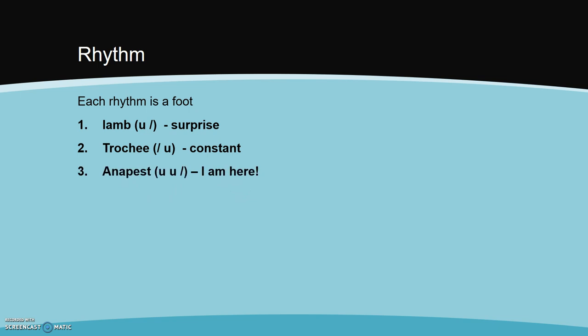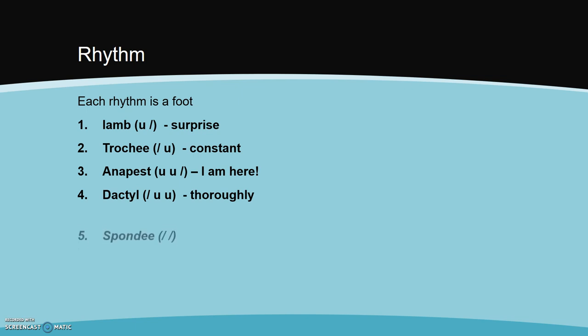Anapest has three syllables, two unstressed syllables followed by a stressed syllable. If I say, "I'm here," the words "I am" are unstressed and "here" is stressed. I'm here. The opposite of an anapest is the dactyl, which is a stressed syllable followed by two unstressed syllables, like in the word "thoroughly."